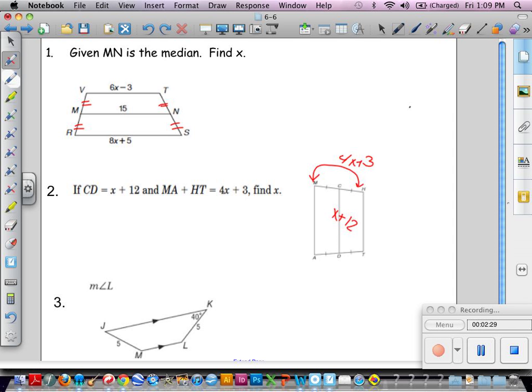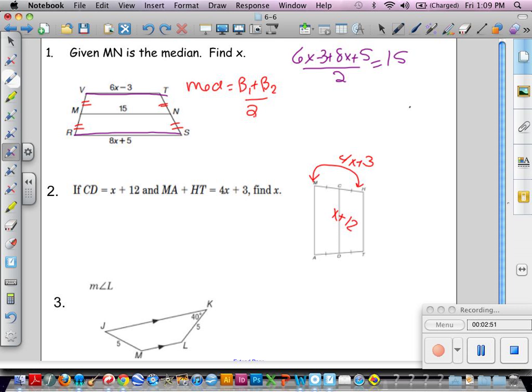My median formula says take base 1 plus base 2 divided by 2. I'm going to take my bases: 6x minus 3 plus 8x plus 5 divided by 2, and that gives me 15. I've got to figure out what x is. I'm going to get my like terms together here. That's 14x, and minus 3 plus 5 is plus 2, divided by 2 is 15. Okay, now multiply by 2.